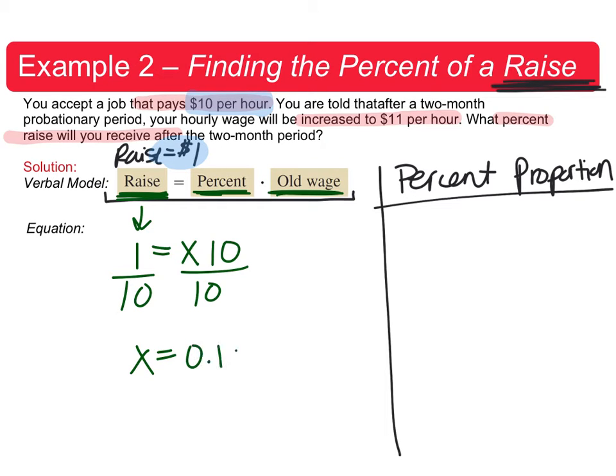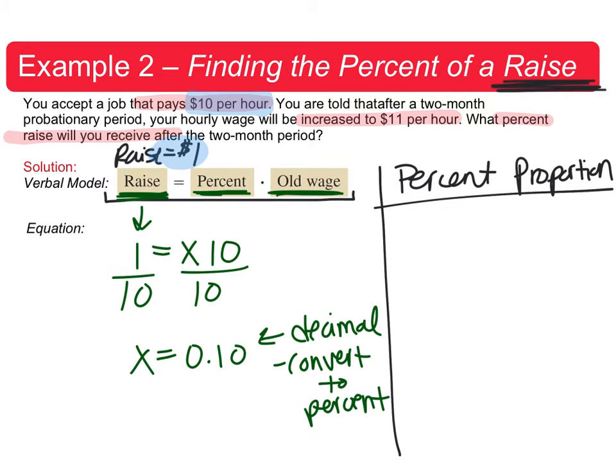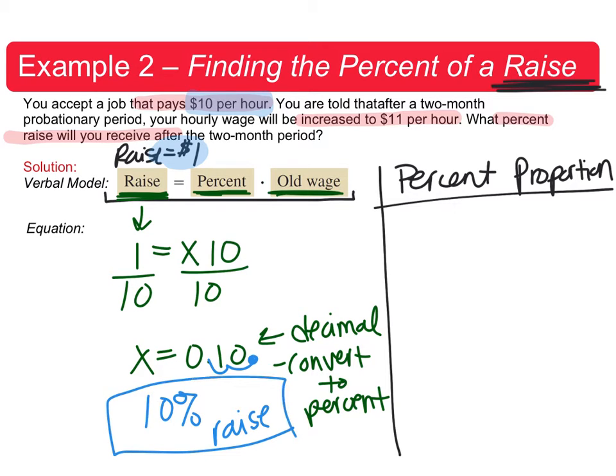But remember, we want our answer to be a percent, and our calculator is always going to give us a decimal. So this is our decimal answer. We want to convert it to percent. And to do that, we just move our decimal place over 2 spots to the right. So that would be a 10% raise. So that's how we can do it using our equation.